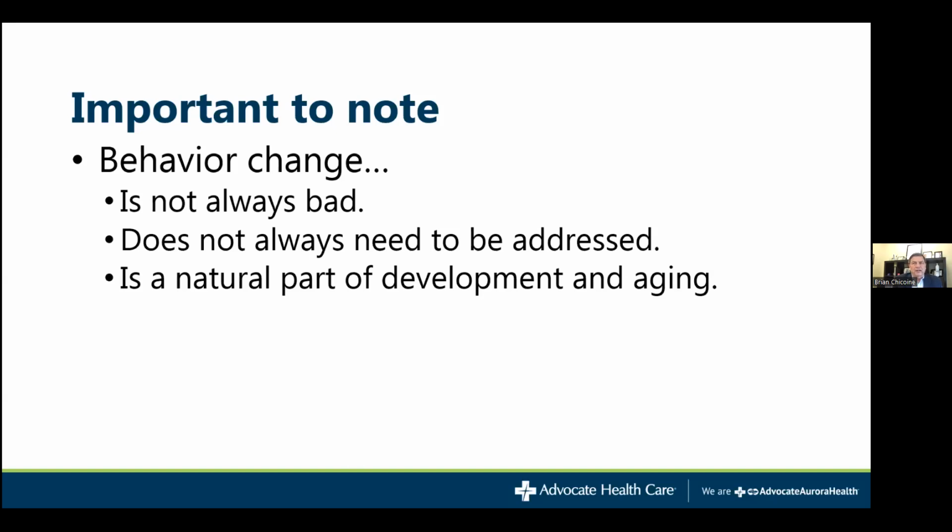Does the behavior interfere with development and learning? Are the behaviors disruptive to the family, the school, the workplace? Is the behavior potentially harmful to themselves or others? And is the behavior different enough from what is typically displayed by someone of comparable developmental age? So there are lots of things to consider about whether it even needs to be addressed. And once that's determined, if it does, then we'll go from there on how that might be addressed.